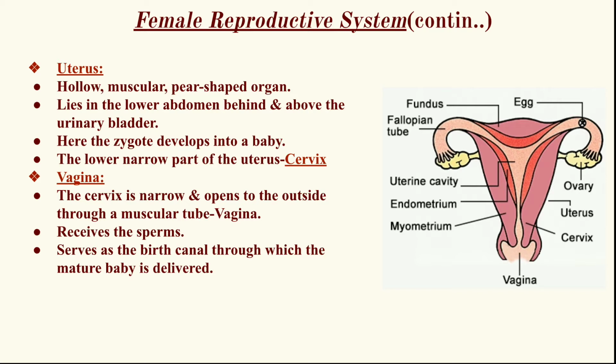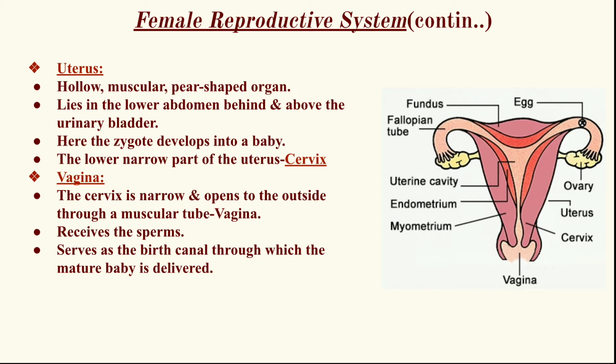The lower, narrow portion of the uterus is known as the cervix. The cervix opens to the outside through a muscular tube known as the vagina. The vagina receives the sperms from the male reproductive organ, the penis, and it also serves as a birth canal through which the mature baby is delivered.